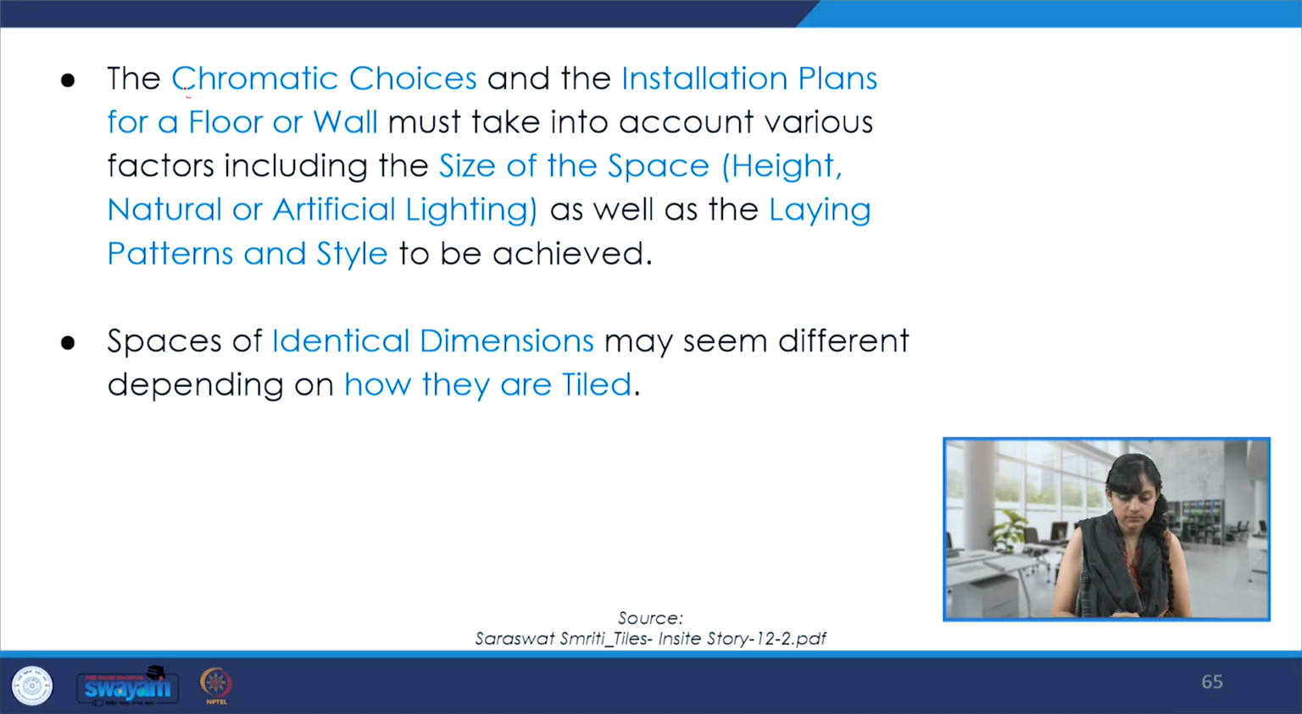So, there are these chromatic choices and the installation plans for a floor or wall. So, as I was saying, the laying methods are very important. Factors including the size of the space, such as the height, natural or artificial lighting, as well as laying patterns and what is the style that is to be achieved. These all become very, very important. Spaces of identical dimensions may seem different depending on how they are tiled.